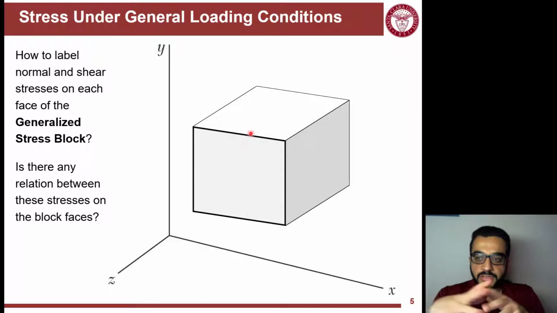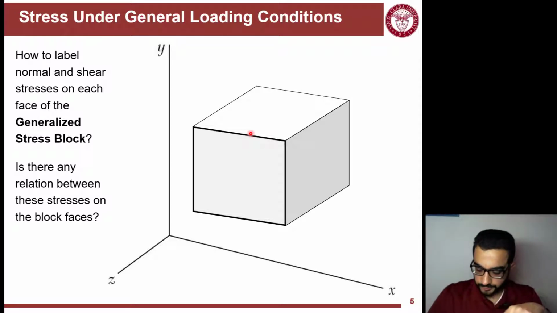So all of what we did so far only gets the stresses on one face of it. So let's see here how we can use what we learned so far to come up with a way of calling and labeling stresses on this block representing a point in a material.